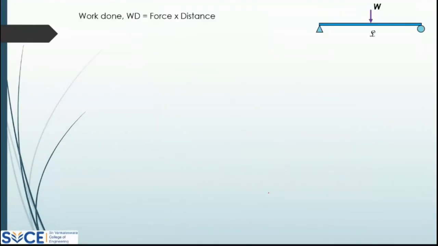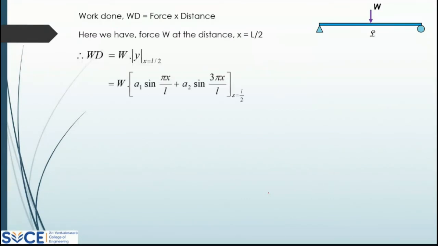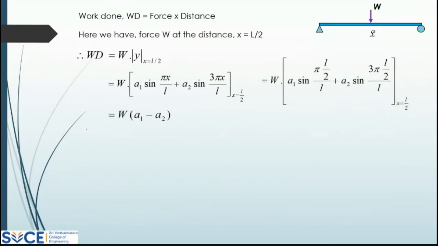What is our work done? You have a point load only at the center. In that case, your x has to be substituted as L by 2. So this is my y term: a1 sin pi x by L plus a2 sin 3 pi x by L. Substitute x is equal to L by 2. So what will we get? Here you will get sin pi, and here sin 3 pi.